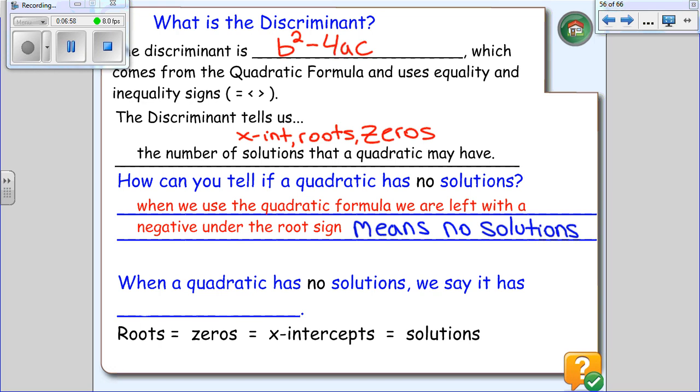What does it say here? Oh, no real roots. We already talked about it. So when a quadratic has no solutions, we say it has no real roots. So that's terminology you might need to hear. Or if I say no x-intercepts or no zeros, those are all the same terminology.